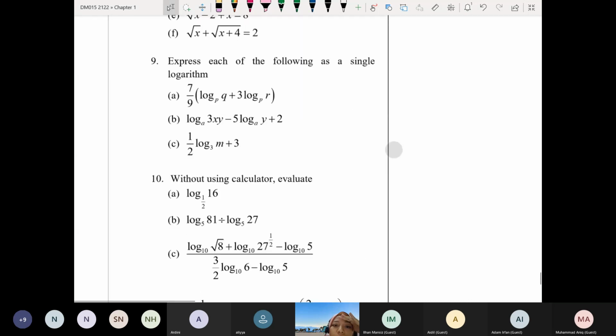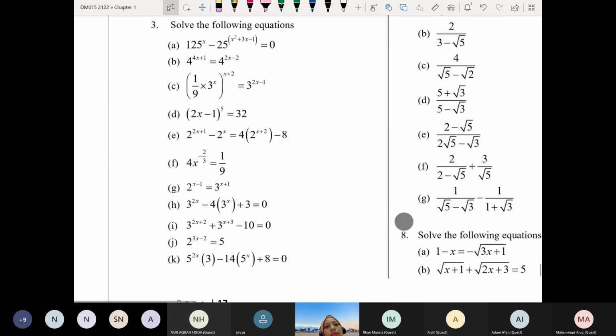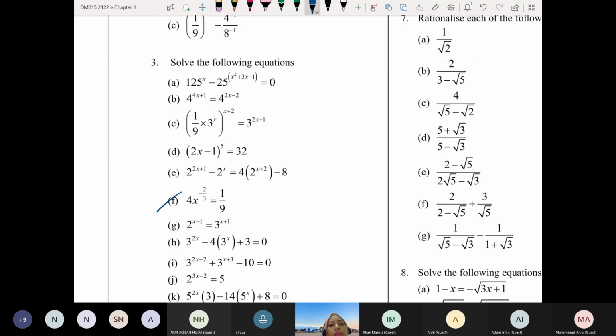Okay, lagi soalan lain? 3F. Okay, 3F, 4X, negative 2 over 3, 1 over 9. So, X negative 2 over 3, 1 over 9 darab 4, 36. Okay, so you want X. Tetapi you ada negative 2 over 3. Okay, macam mana you nak get rid of negative 2 over 3? You kena buat 3 over 2.